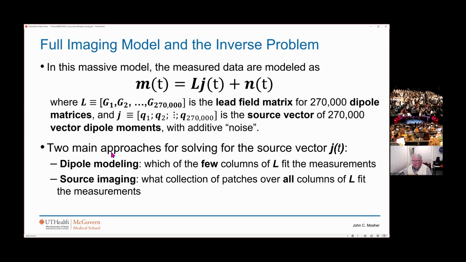The 2 main approaches, and there are all kinds of ways to do this, but this is what we're doing this morning, is to either do dipole modeling, in which we ask which of the few columns of L fit the measurements, versus source imaging: what collection of patches over all the columns of L fit the measurements. So either a few or all. This breaks down as dipole modeling versus source imaging.